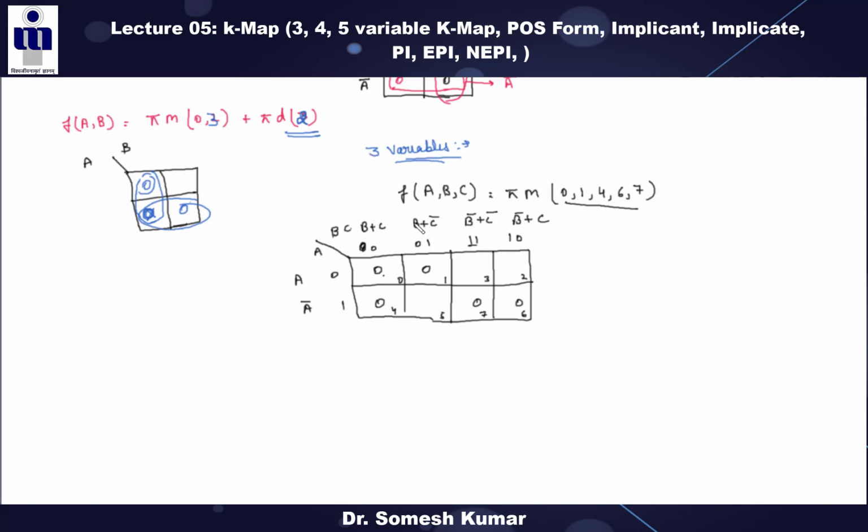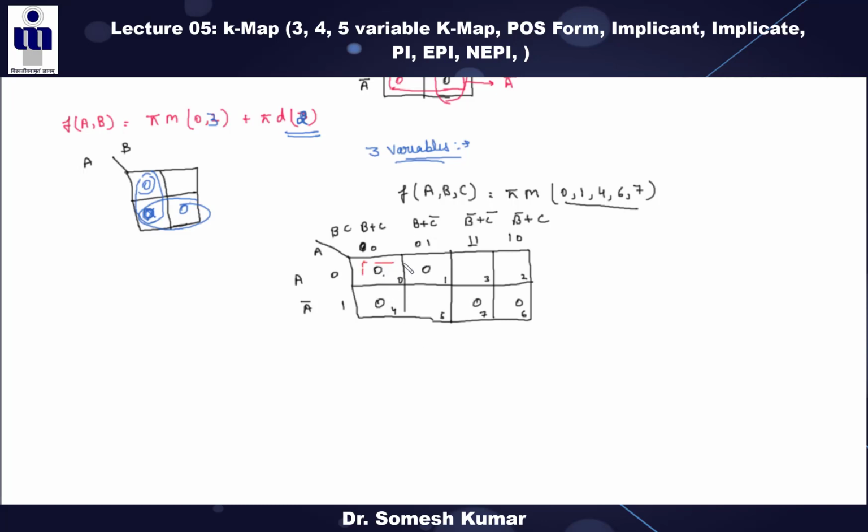Can you please tell me, is an octet possible or not? No, an octet is not possible. So, is a quad possible or not? No, a quad is also not possible. So, yes, pairing is possible. How many pairs are possible?